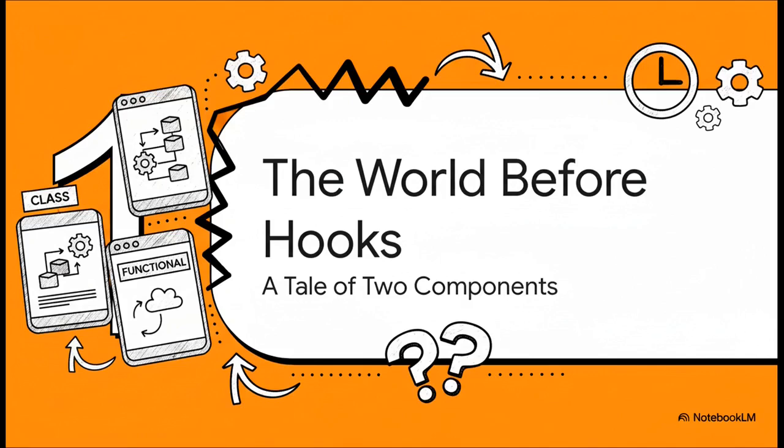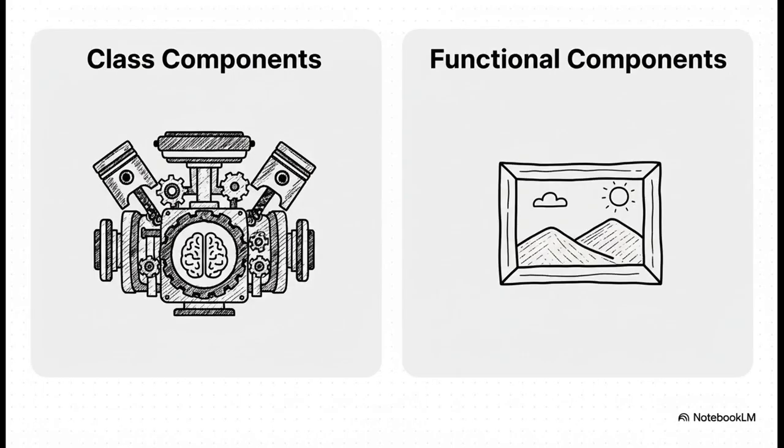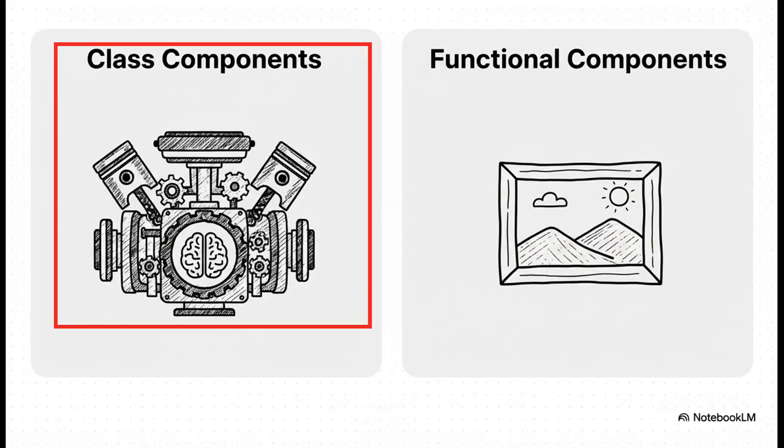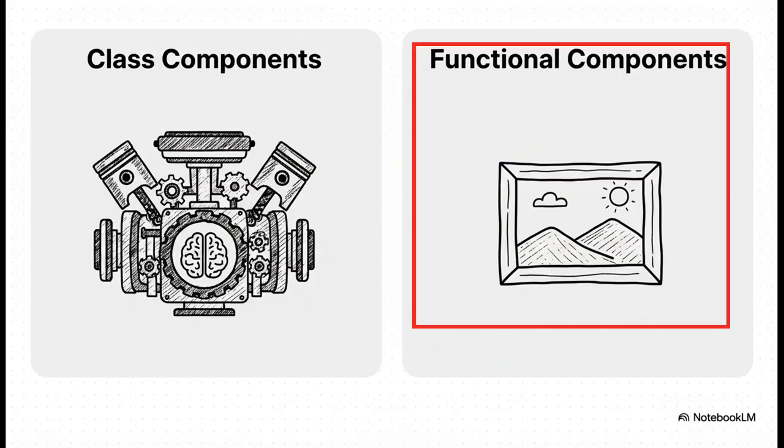Before 2018, the React world was pretty much split in two. So picture this. On one side, you had your class components. These were the heavy lifters. If you needed to manage state or use lifecycle methods like componentDidMount to go fetch data, you had to use a class. And on the other side, you had functional components. They were simple, they were stateless, and they were mostly just for rendering UI.